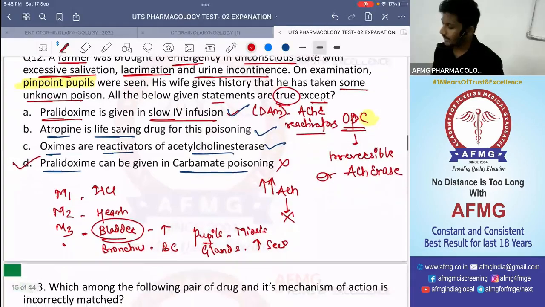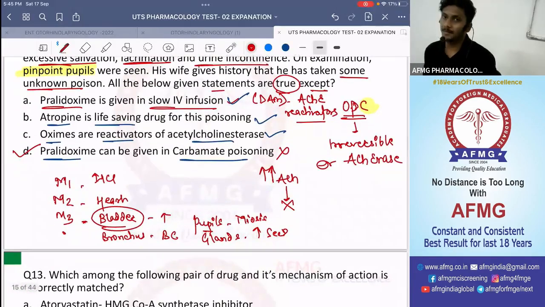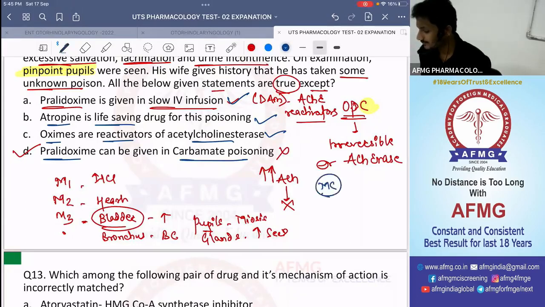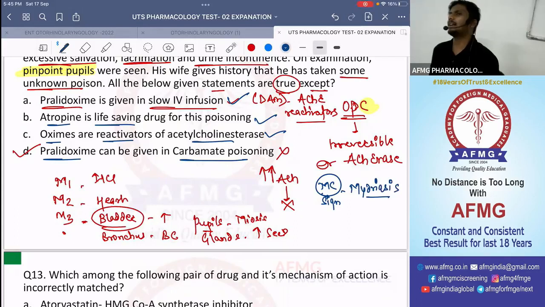ठीक है? Now, if they ask you, atropine is given till what time? So, atropine is given till the signs of atropinization start. And what is the most common sign of atropinization? Very good. The most common sign of atropinization is mydriasis. So, you will keep on checking for dilatation of the pupil. As soon as the pupils are dilated, you can stop giving atropine to the patient. Okay? This is the most common sign.